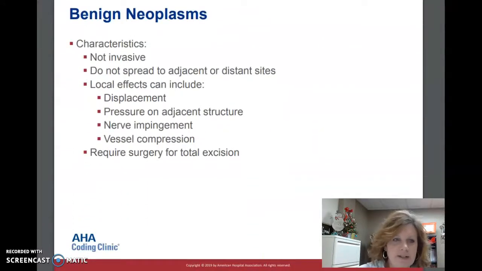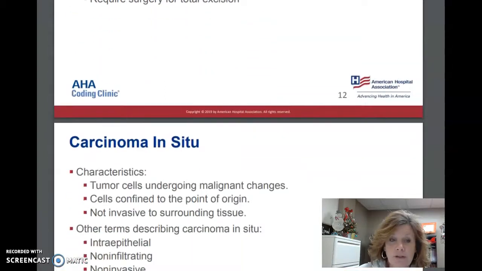So let's go to benign tumors, okay? These do not spread, okay? But they can be such a big tumor that it could cause impingement, displacement. It could require surgery.